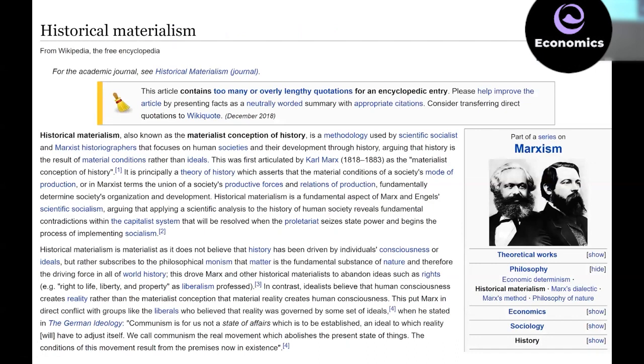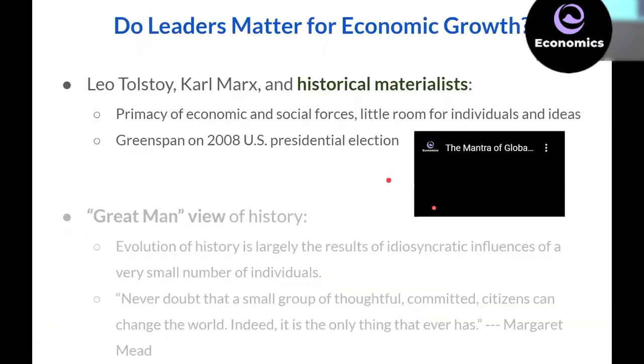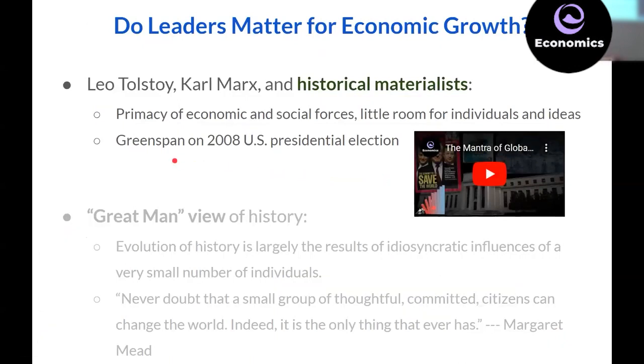I also traced that earlier as well, but let's not get into the philosophical roots of the thinkers. They have this idea, historical materialism, and we're not going to go through it. If you like, you can do your research and read it up afterward. But basically, their idea is that the primacy of economic and social forces is what shaped the trajectory, the course of history. So there's little room for individuals and ideas. That's the idea of historical materialism. It's really popular among economists because, well, we study economic forces, right?